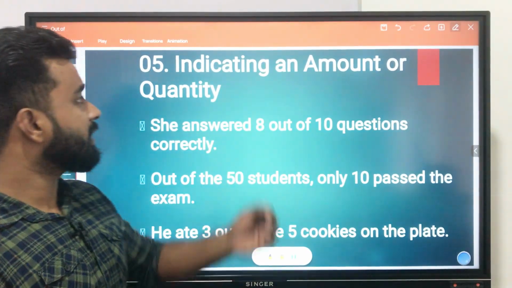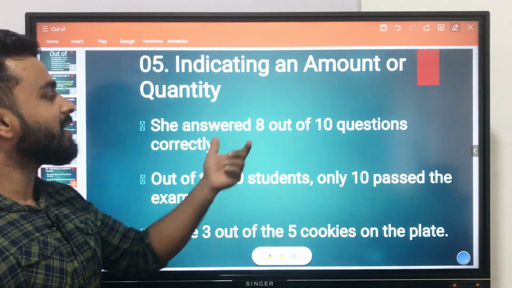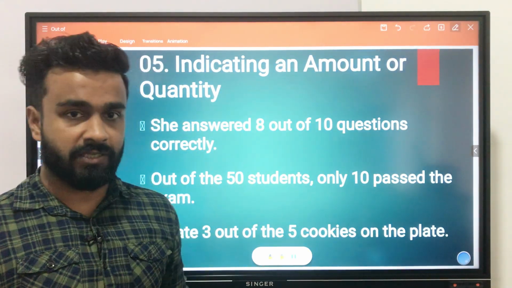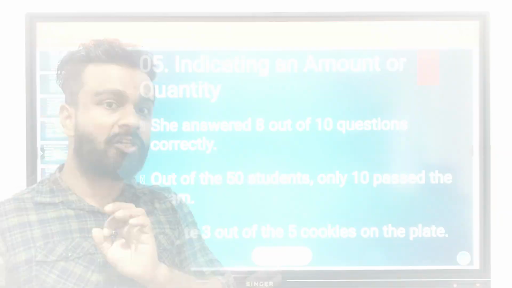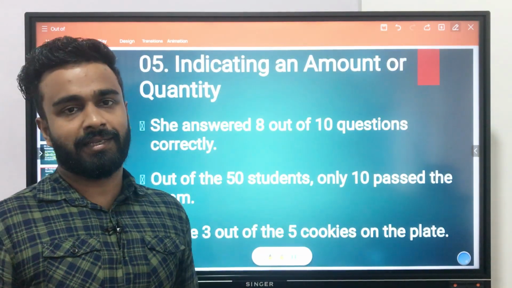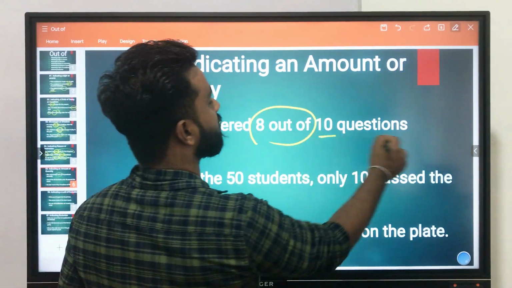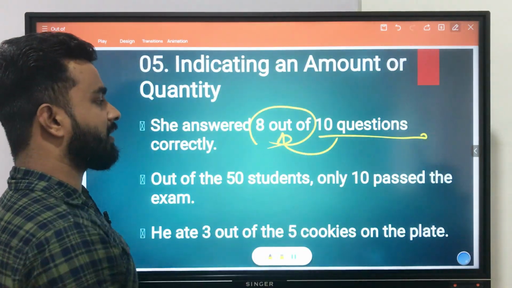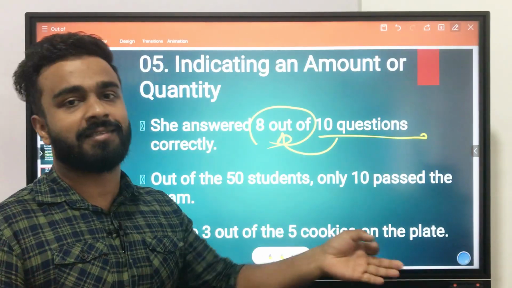When we are indicating an amount or quantity, so here numbers, then we use "out of" to indicate that meaning. She answered 8 out of 10 questions. In a paper, there are 10 questions. There is a girl, she answered all the questions, but 8 answers are totally correct. Then we say she answered 8 out of 10 questions correctly. Out of 10 questions, 8 answers are correct.